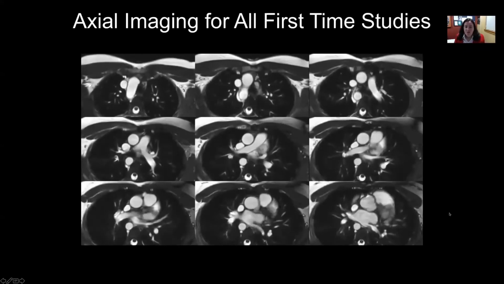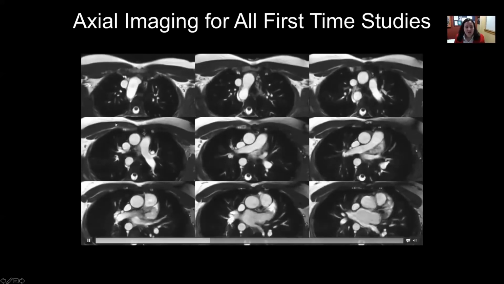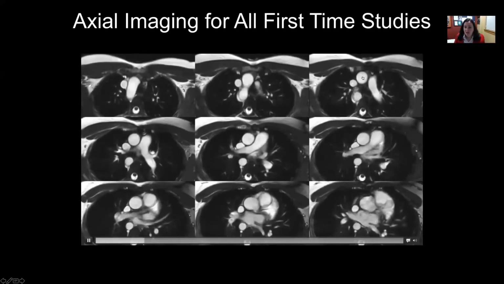Now, I mentioned on our protocol that we usually do Cine axial imaging for all first-time studies. Here's an example of that, starting superiorly and then extending inferiorly. You will note here that you can see the ascending aorta directly behind the anterior chest wall. This is a patient with a right aortic arch.